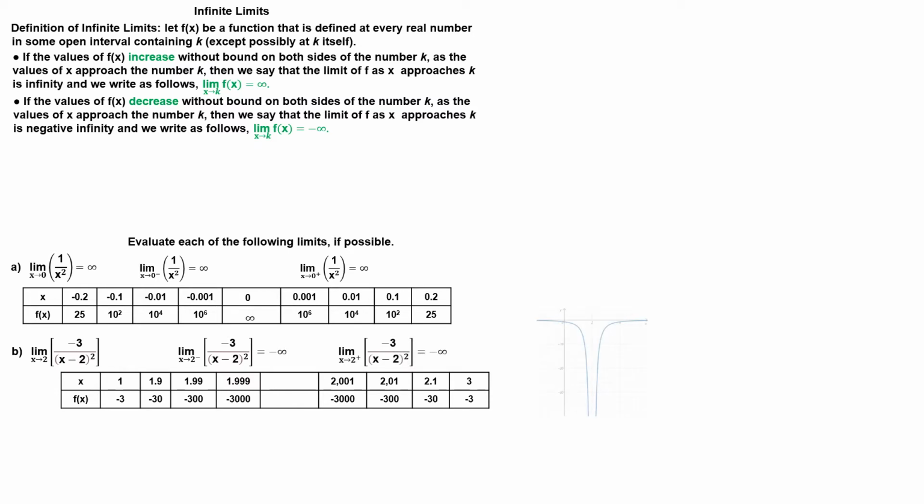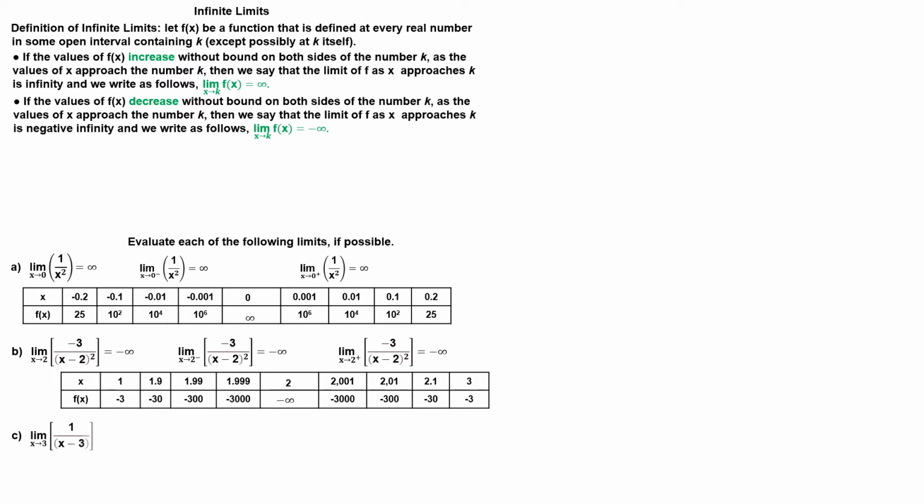The graph shows the behavior of the function. Since the limit of f as x approaches 2 is negative infinity from both the right and left, we can say the limit of f as x approaches 2 is negative infinity. Remember that we are not regarding negative infinity as a real number. We just are describing the behavior of the function.